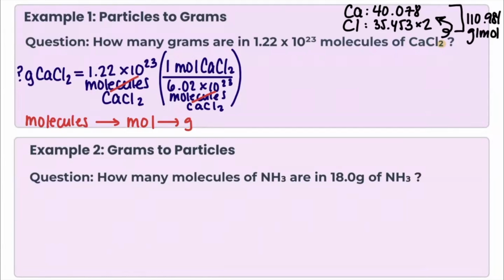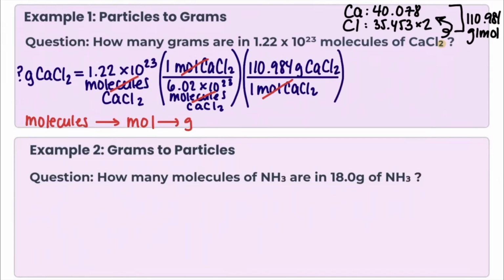So when we open up another parentheses and draw a fraction, we can place the 1 mole of calcium chloride at the bottom in order to cancel out the moles of calcium chloride that were left uncanceled from the previous step. And then we can place the 110.984 grams of calcium chloride at the top of our fraction here. So notice what's been left uncanceled is the grams, which is exactly what we want, right?